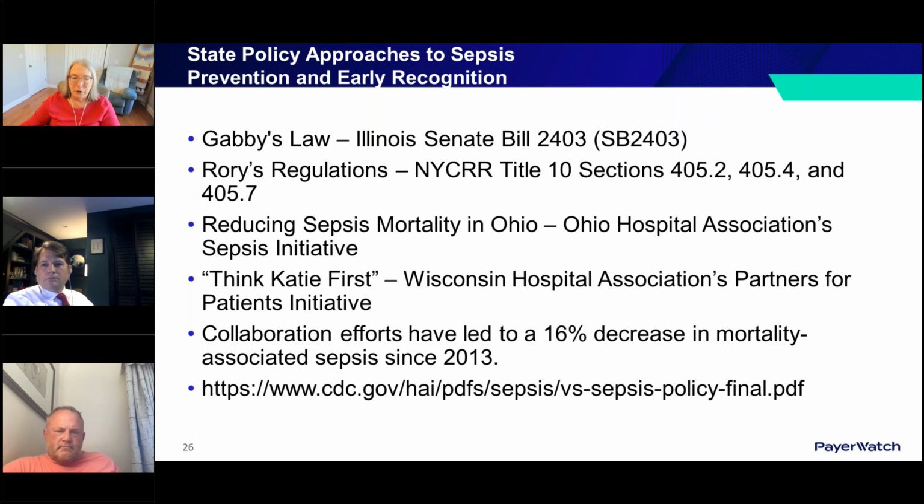So these collaborative efforts alone of these 4 have led to a 16% decrease in mortality associated with sepsis since 2013. So it's not all about whether we get paid for it or not. It's also about making sure that the people in our community are being recognized with early onset of sepsis, and they're being treated, and so the quality of care that we're providing is of paramount importance.